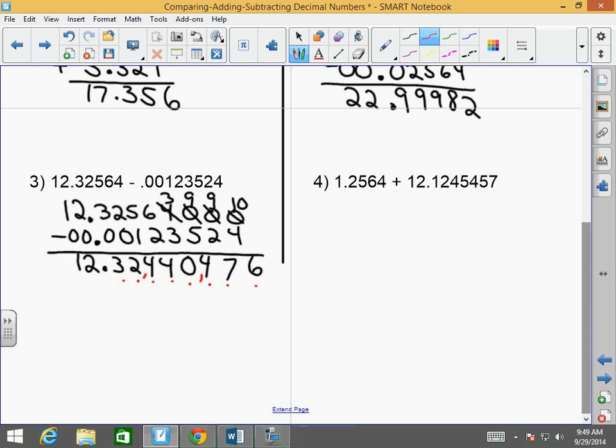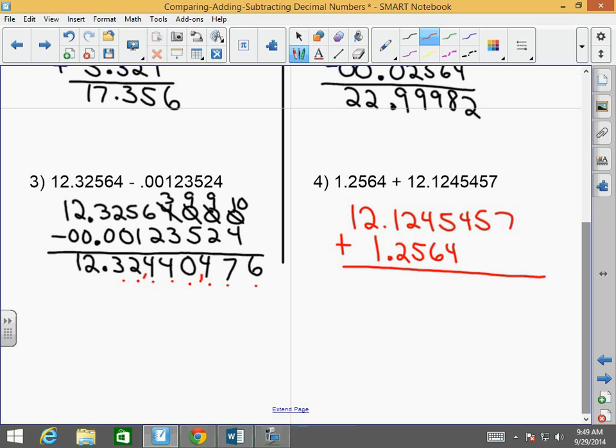Okay, let's add these two bad boys together. Make sure that you're nice and neat, that you line up all of the values correctly. Line up your decimals as well. Very important, gentlemen. There's zeros here. You're adding. So 5 plus 4 is 9. 4 plus 6 is 10. Carry the 1. 7 plus 1 is 8. 1 plus 2 is 3. 2 plus 1 is 3. And 1.